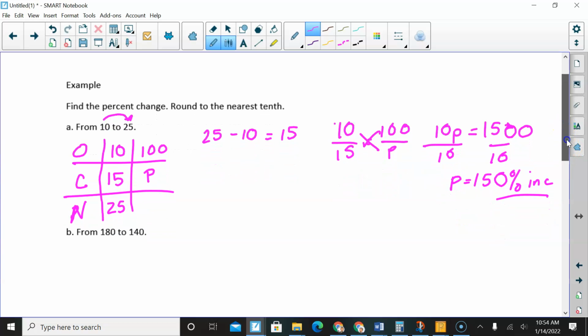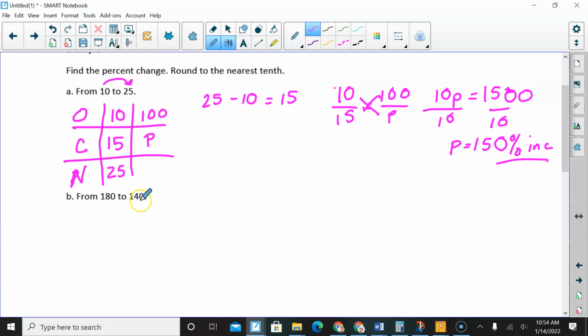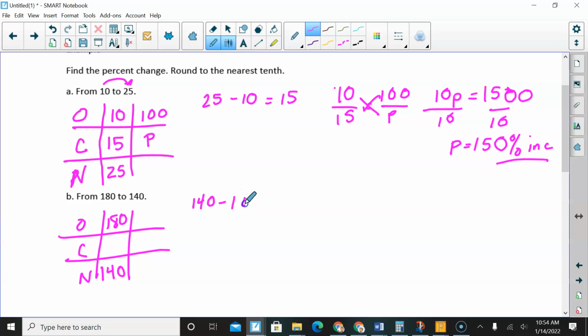So let's look at the next example. We're doing original, change, new again. Our original this time around is 180, and we're going down to 140. So I know this is going to be a decrease, because if I go 140 minus 180, that gives me a negative 40. So I know that this will be a decrease when I finish the problem. So 40 goes right here, P right here, 100 right here.